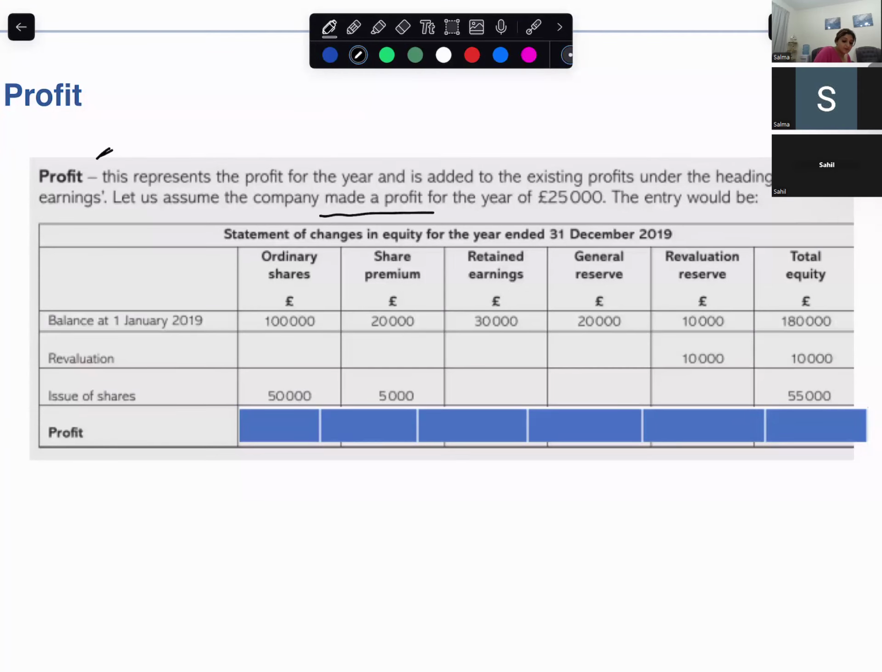The company has made a profit of 25,000. Where will you put it? Retained earnings, and total equity. Very good.